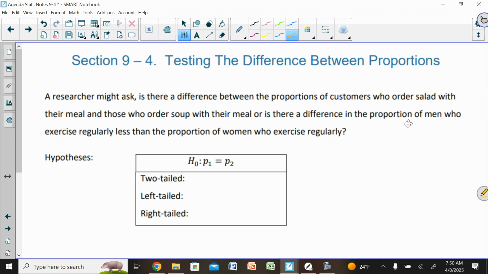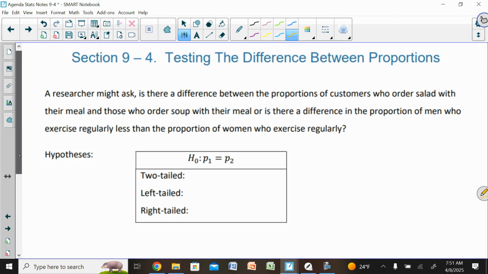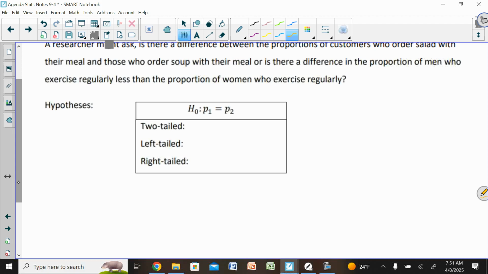So a researcher might ask if there's a difference between the proportion of customers who order salad or soup with their meals, or if the proportion of men who exercise regularly is less than the proportion of women who exercise regularly. So the questions, the statements, the claims all kind of come out the same. Our hypotheses are always going to be very similar to what we've done.